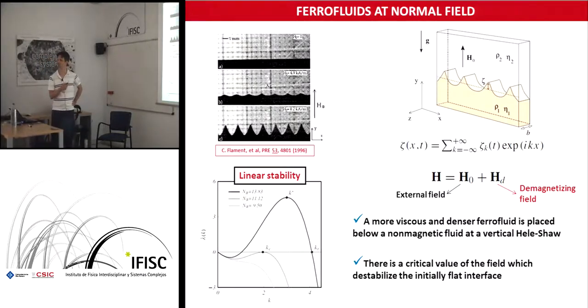So linear stability analysis gives you the critical field and gives you the wavelength, but doesn't give you the shape, doesn't tell you that the tips will be sharp and the bottom will be broad. This it doesn't give you, okay?